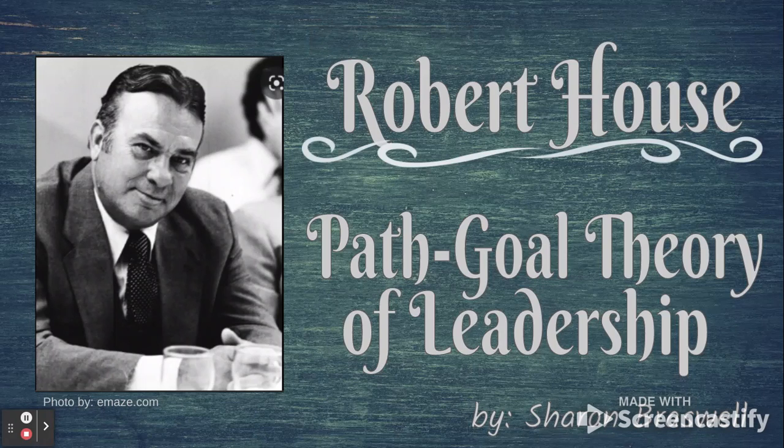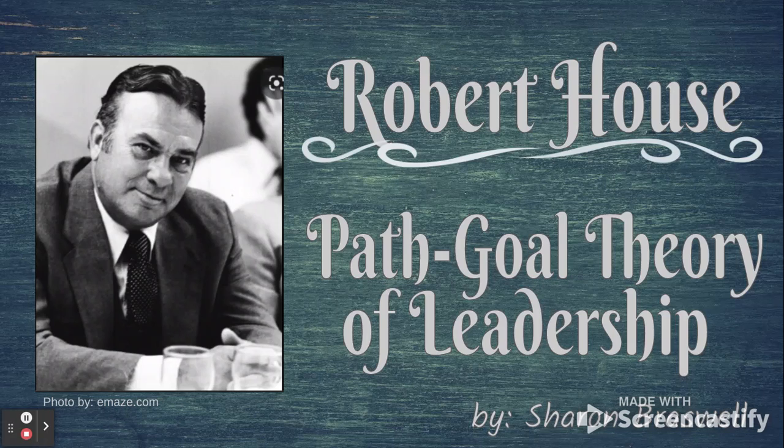In 1971, Robert House introduced his version of the contingent theory of leadership known as Path Goal Theory. House believed that leaders' behavior was contingent upon the satisfaction, motivation, and performance of their employees. He also believed that the goal of a leader was to help his followers with their personal goals as well as understanding the organizational goals.